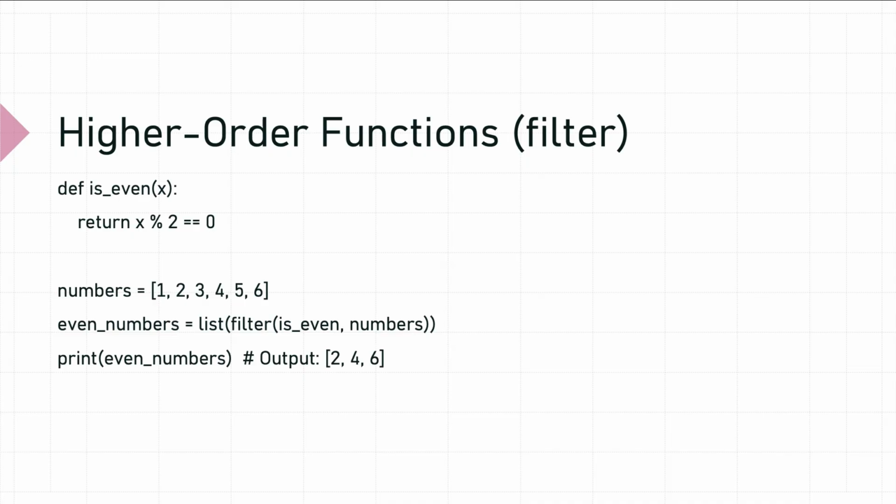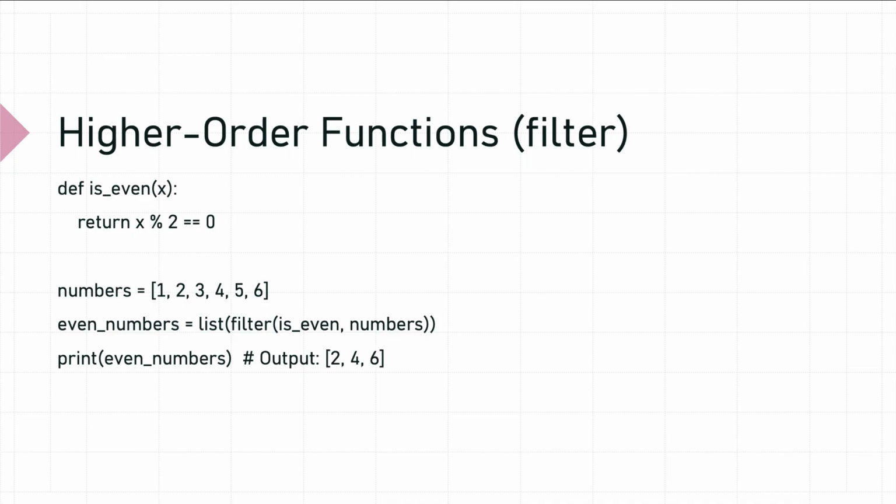Then we move on to the next lines of code, and very similar to the map function, we use the filter function to filter out just the even numbers from an existing list of numbers. The filter function takes the is_even function as the first argument, and the numbers list as the second argument. I also convert the output to a list, since the filter object is not helpful on its own. Then I assign it to a variable called even numbers, and then print it out.